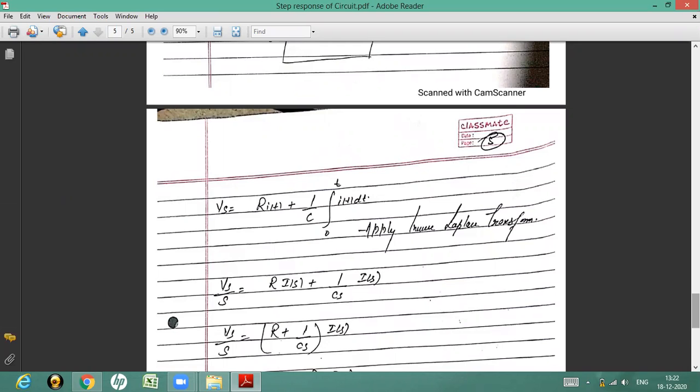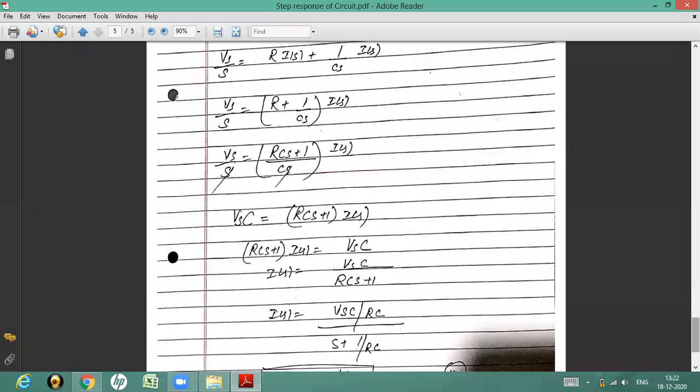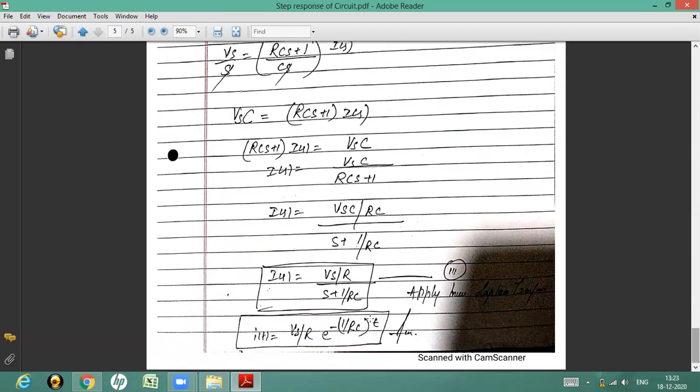So when I substitute these values, you can see your I(S) becomes VSC upon 1 plus RCS. Again, this equation is in the frequency domain, or S domain. For calculation of your current in the t domain, you have to take its inverse Laplace transform. When I take the inverse Laplace transform, the equation becomes I(t) is equal to Vs upon R e raised to the power minus 1 upon RC into t. So this is the required equation in time domain for the step response of a series RC circuit.